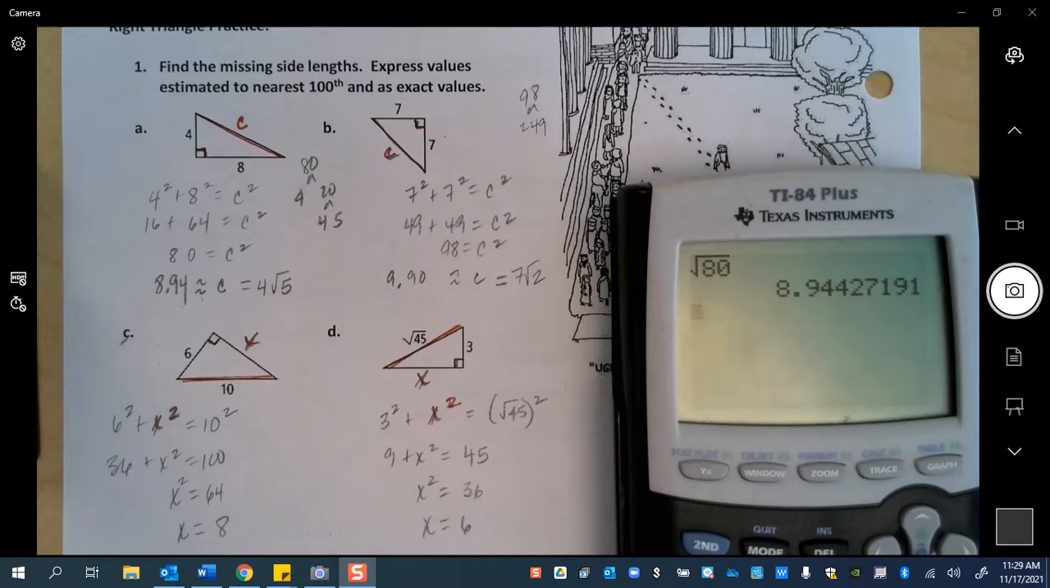And that squiggly sign lets everybody know, hey, that's an estimate. It's pretty close, but it's just an estimate. When it comes time to talking about exact values, the square root of 80 is the exact value. The problem is, in mathematics, we like things simplified. So this work that I did up here is my process of how I break down 80.